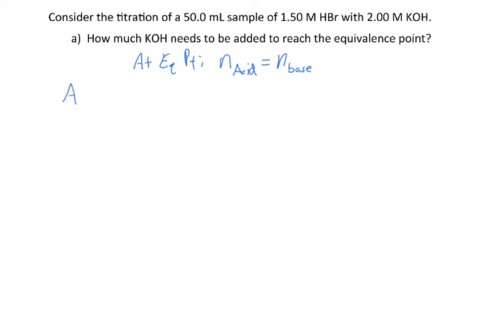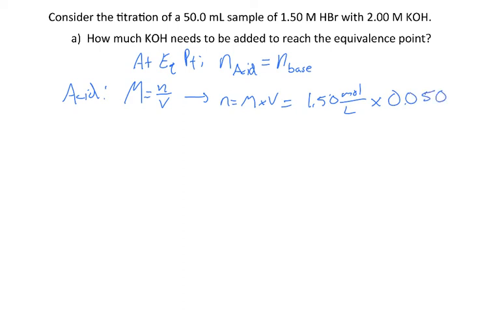So for the acid, to find the moles, I'm going to use that molarity is equal to the moles over the volume. Rearranging, multiply both sides by V, so moles is equal to the molarity times the volume. My molarity is 1.50 moles per liter, and I'll multiply that by the volume. 50 milliliters I need to convert to liters, so 0.05 liters. And so I have 0.075 moles of acid.